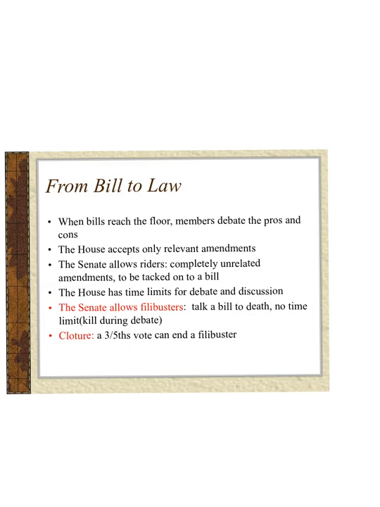The Senate allows filibusters. A filibuster occurs when a senator attempts to talk a bill to death. No time limit, and they try to kill the bill during debate. In order to end a filibuster, Senate members must come up with a cloture. In other words, they need a 3/5 vote of all of their members, which is around 60 votes, to end a filibuster.